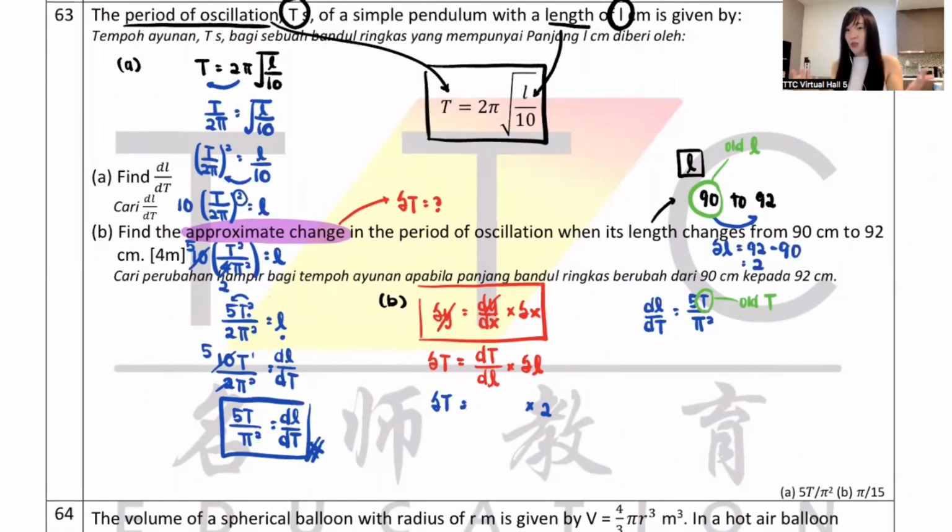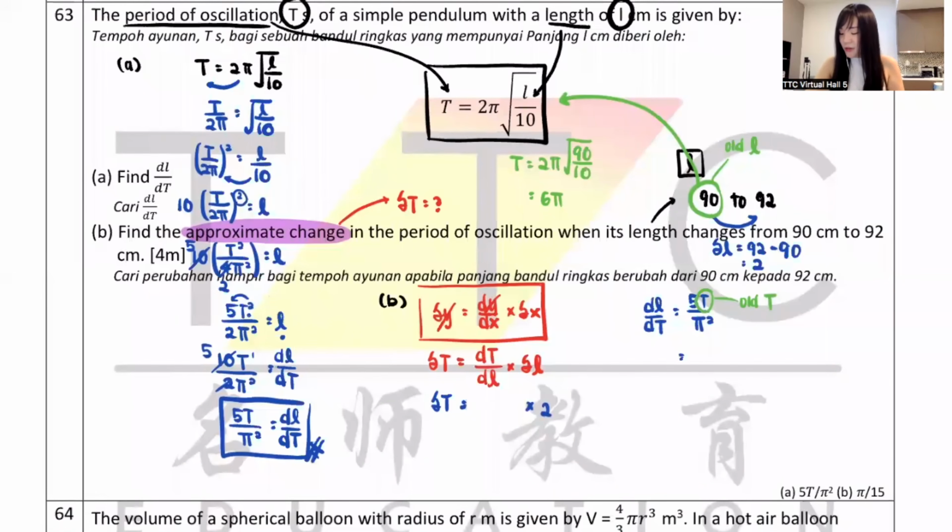Then you just find an equation that can link both of them together, which you have here. You already know the original L is 90. Then you sub inside: T equals 2 pi square root of 90 over 10. I just press the calculator. 90 divided by 10, square root it, times 2 pi. I get, when my L is 90, my T is 6 pi.